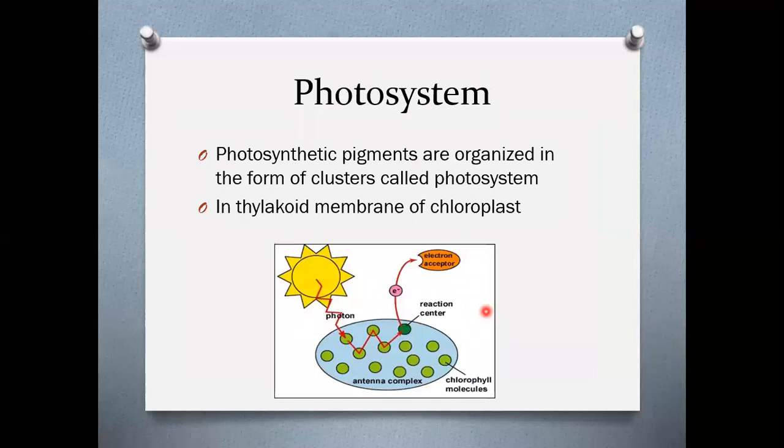So what are those photosystems, or what are those pigments which absorb the light? Let's discuss them. Photosynthetic pigments are organized in the form of clusters. All those pigments, including chlorophyll A, chlorophyll B, xanthophylls, and other pigments, are organized in the form of clusters. Like here, this is a cluster of photosynthetic pigments. The whole of this cluster is called a photosystem, because it is making a complete system in the thylakoid membrane of the chloroplast.